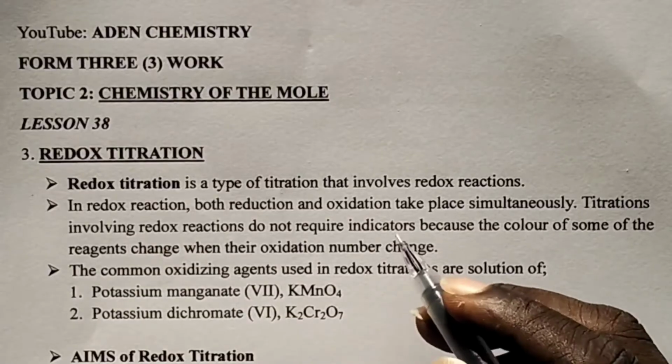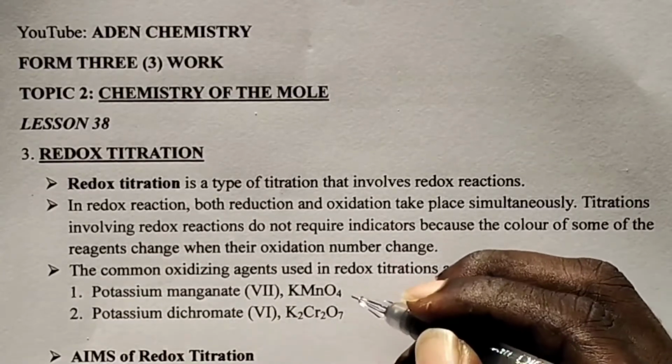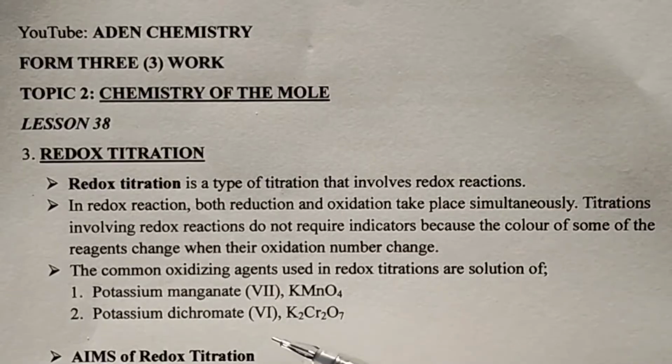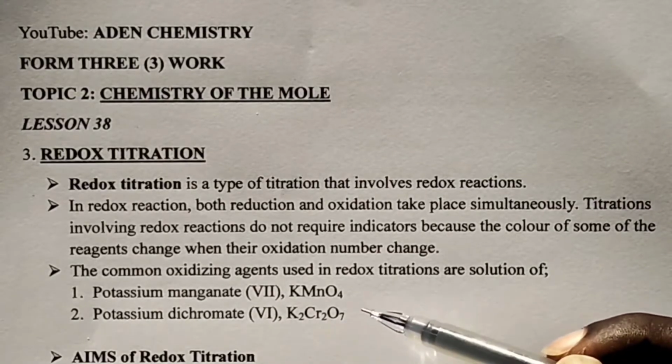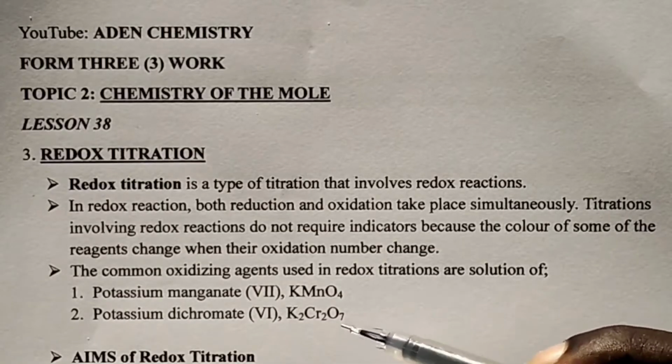The initial color of potassium manganate(VII) is purple, and it will turn colorless to show the end point. When we are dealing with potassium dichromate(VI), initially it is orange, and to check the end point, it is going to become green.